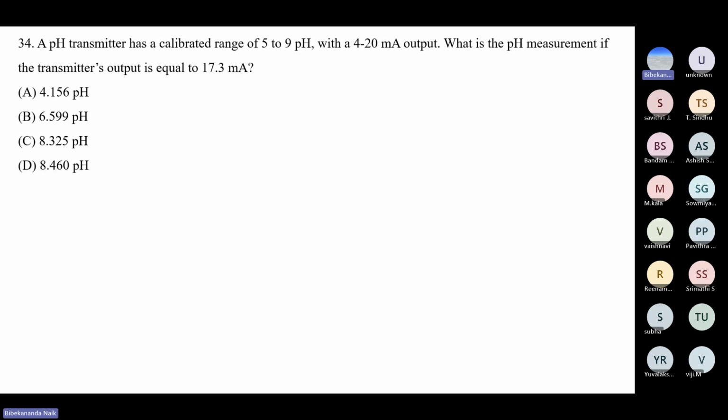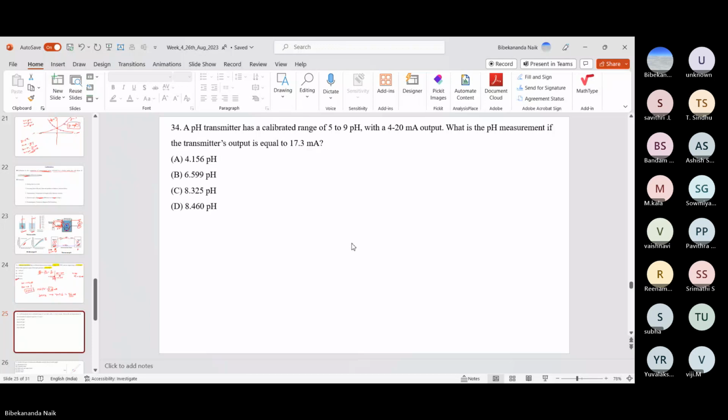Can anyone tell me what is the answer? Anyone?